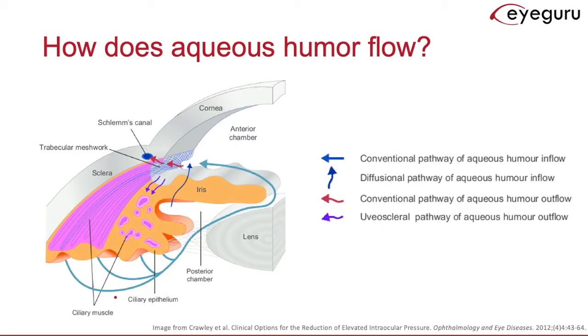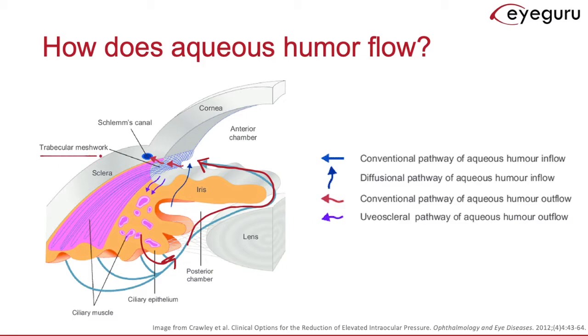Let's take a closer look at the flow of aqueous humor from production to drainage in this magnified diagram. Here is the ciliary body in the posterior chamber, and it consists of the ciliary muscle and the ciliary epithelium. The ciliary epithelium secretes aqueous humor into the posterior chamber, and this fluid can then flow through the pupil into the anterior chamber of the eye. Once the aqueous humor is in the anterior chamber, it can be drained via one of two pathways, as I mentioned in the previous slide, either the trabecular meshwork or the uveoscleral pathway, which is shown here in purple.